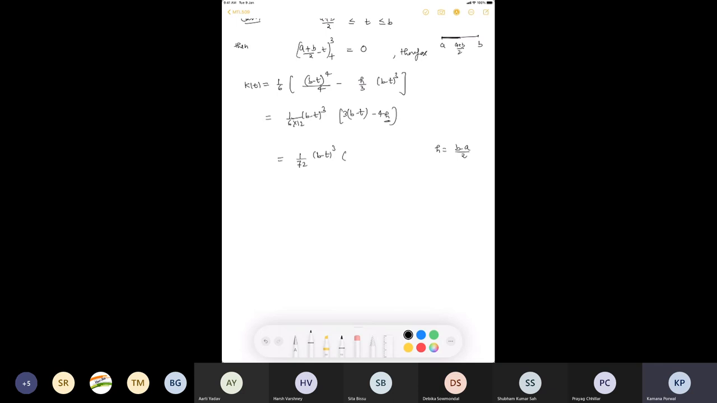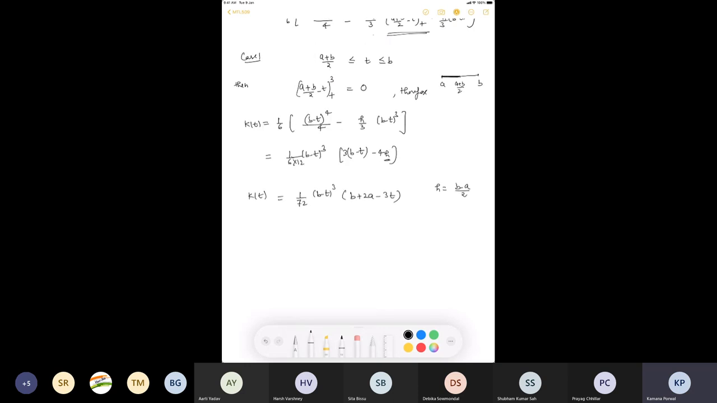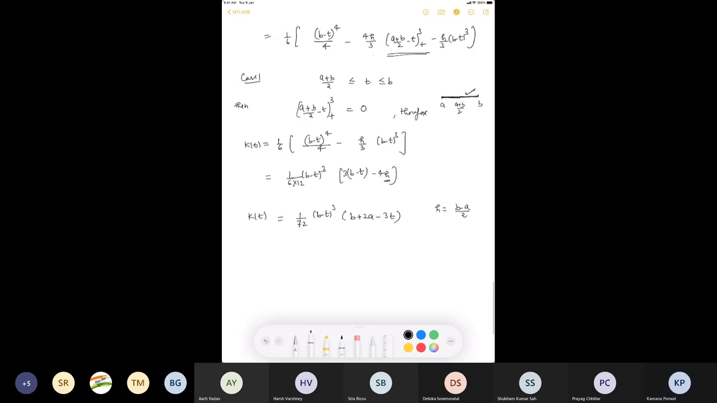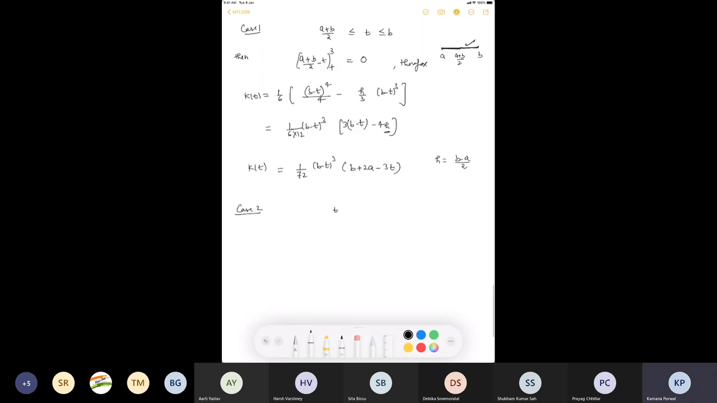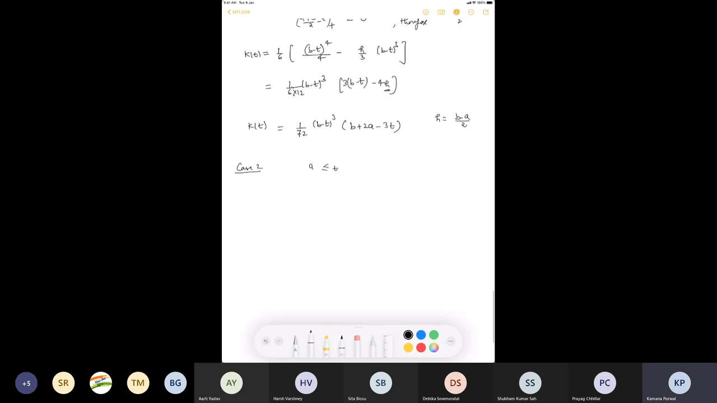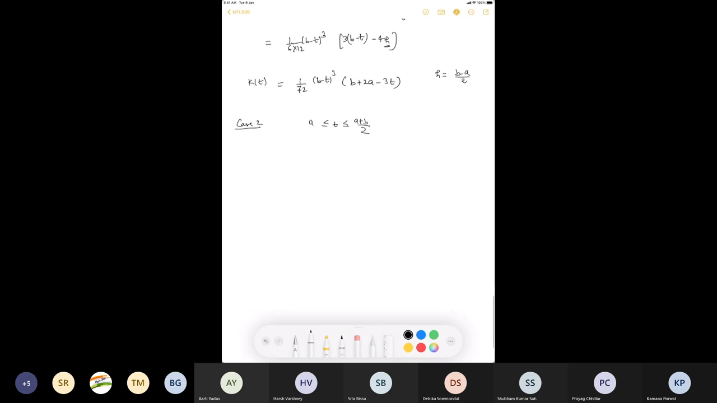So I'm just going to substitute here and simplify it. So we'll get b plus 2a minus 3t. Okay, so in this case, when t is going to lie between, so basically it is in this part, (a plus b) by 2 to b, then the kt is given by this expression. Now, when t is going to lie in this first subinterval, that is between a and (a plus b) by 2, then we know that this positive part is going to be the same as (a plus b) by 2 minus t whole cube.